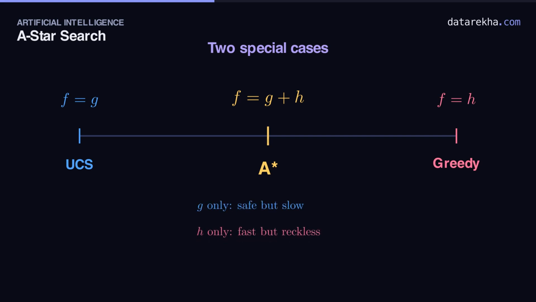One line of code holds all three. Greedy gambles on the guess. Uniform cost ignores it and plods. A* takes it as counsel, not command. That's the sweet spot. Let's watch it in action.